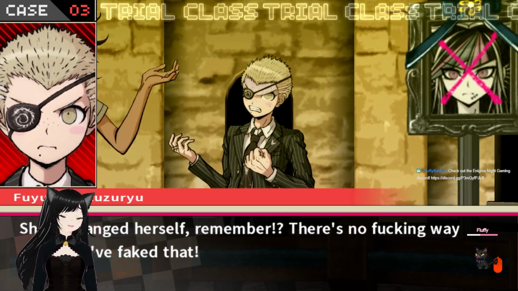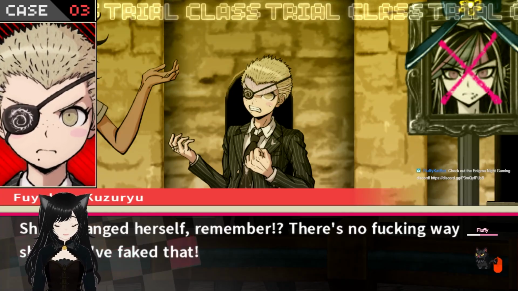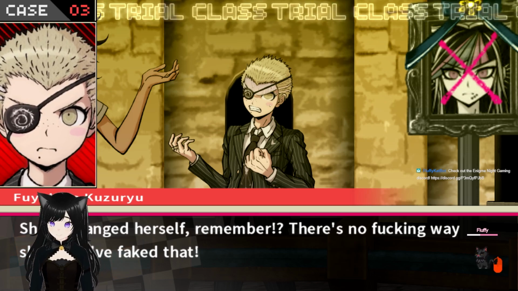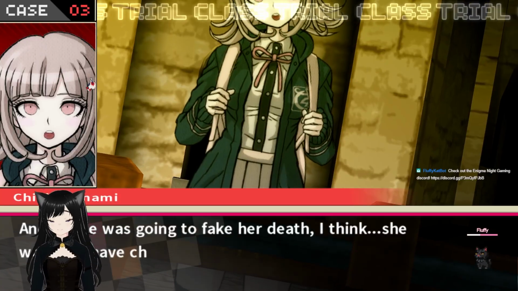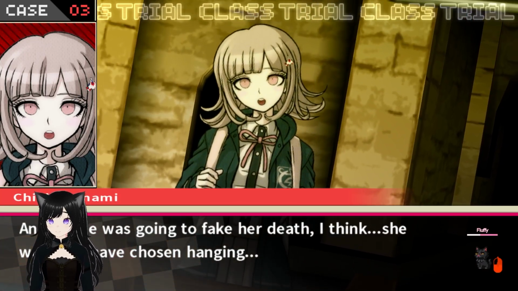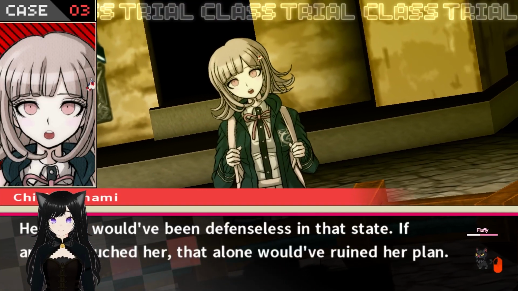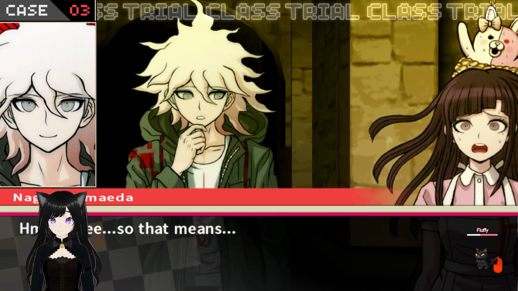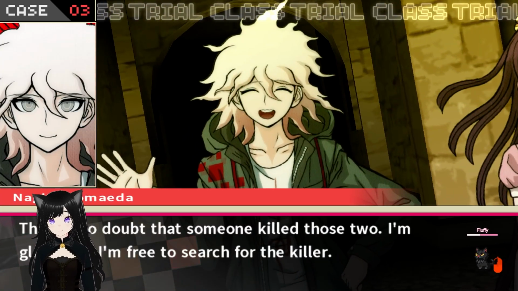Even if she did, why? What would be the purpose of hiding the crime scene? The only punishment to getting caught would be to get killed. But if you're about to do that yourself, it makes no sense. If she was going to fake her death, I think she wouldn't have chosen hanging. Right? Her body would have been defenseless in that state. If anyone touched her, that alone would have ruined her plan. I see. So that means there's no doubt that someone killed those two.